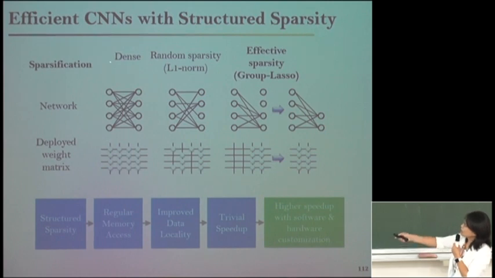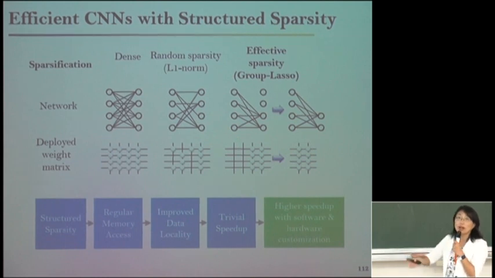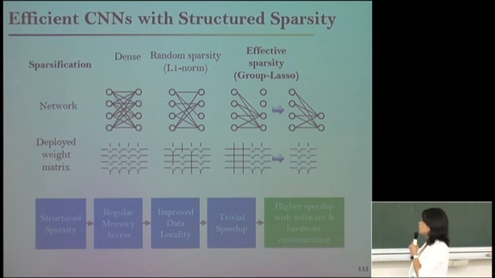This is an original dense CNN layer. L1 norm will, whenever possible, remove individual connections. We propose to remove entire rows or columns. So the structure is still regular, and the memory accesses are traceable and controllable. This is what we're trying to do.